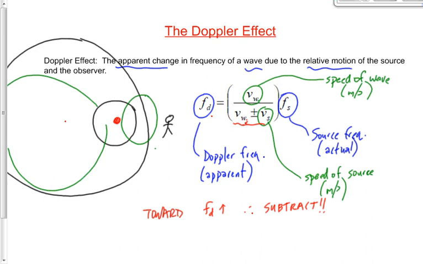If the source is coming towards the observer, we want to make that bottom sign a subtraction sign, VW minus VS. If the source is going away from us, it's gone past us already and it's going away from us, the Doppler frequency, the apparent frequency, is going to be lower than the actual frequency. If you want a smaller number for FD, then you want this bottom number to be bigger in that case. And if you want it to be bigger, you're going to have to add.